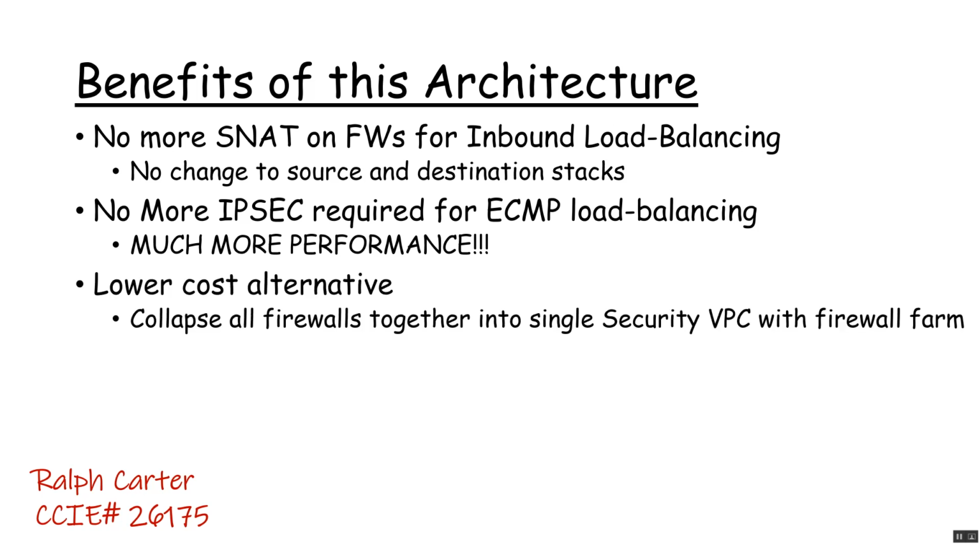Also, lower cost alternatives. So now you can start looking at consolidation strategies where you don't need a separate inbound VPC, a separate outbound VPC, a separate east-west VPC. You could consolidate them all and have a single firewall rule set to manage everything, right? And then you could scale this out if you need to add more bandwidth, as an example. But the goal here is that it could be a lower cost alternative, and you could collapse all your firewalls into a single VPC made up of a firewall farm.